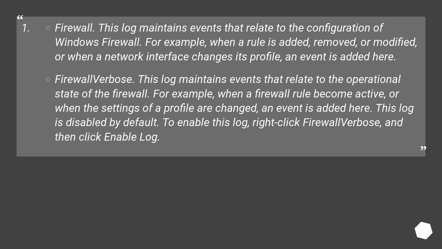Firewall Verbose. This log maintains events that relate to the operational state of the firewall. For example, when a firewall rule becomes active, or when the settings of a profile are changed, an event is added here. This log is disabled by default. To enable this log, right-click Firewall Verbose and then click Enable Log.